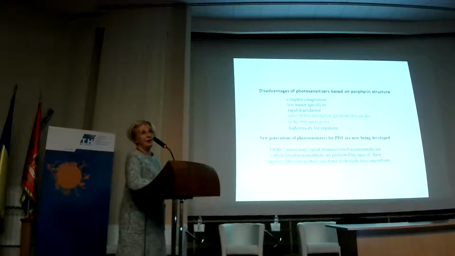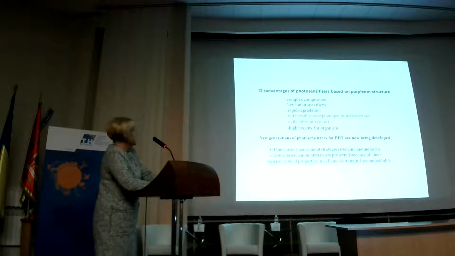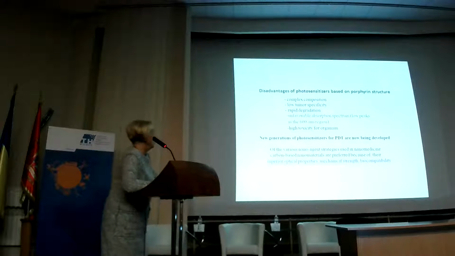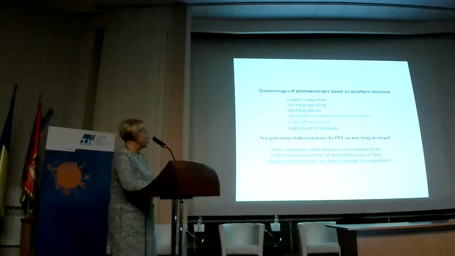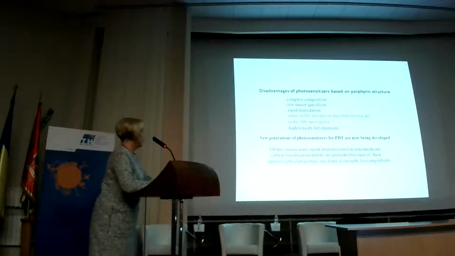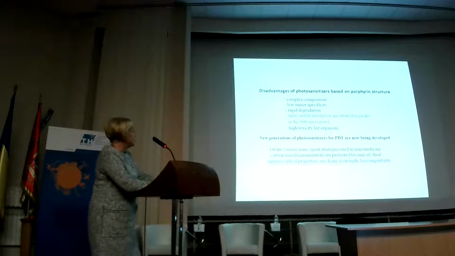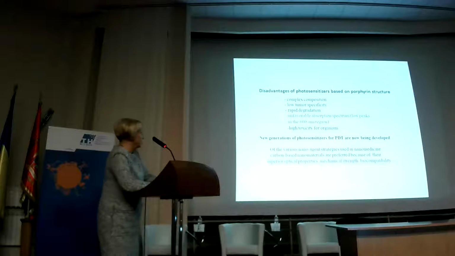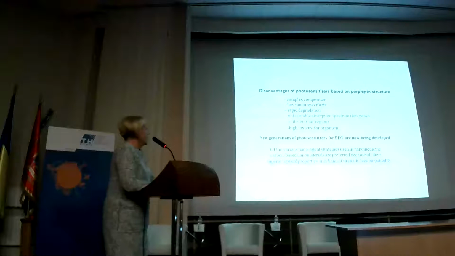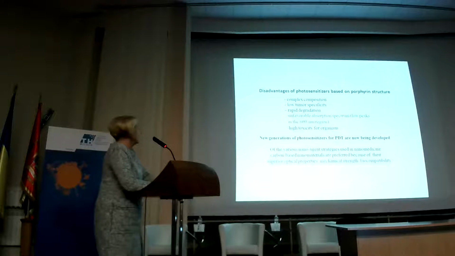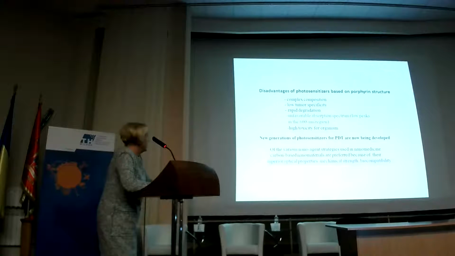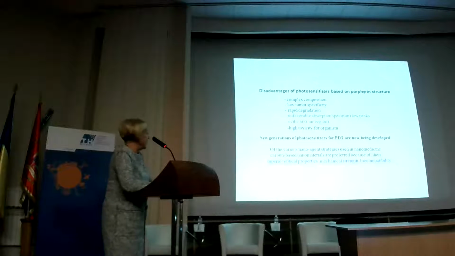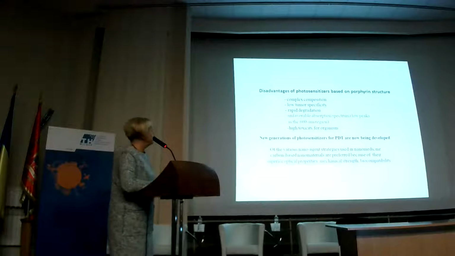Of course, every drug has some disadvantages, and the disadvantages of photosensitizers based on porphyrin structure are their complex composition, no tumor specificity, rapid degradation in the organism, unfavorable absorption spectrum, and high toxicity. That is why new generations of photosensitizers are now being developed. And nanomaterials, carbon-based nanomaterials, are preferred because of their superior optical properties, mechanical strength, and biocompatibility.